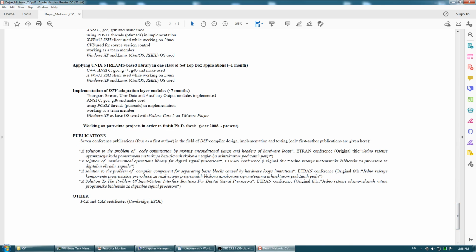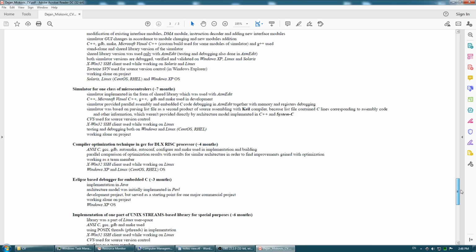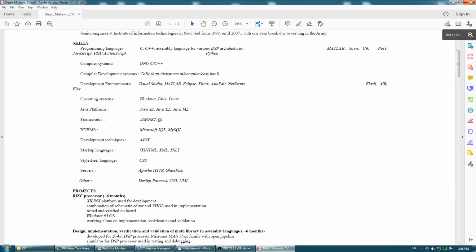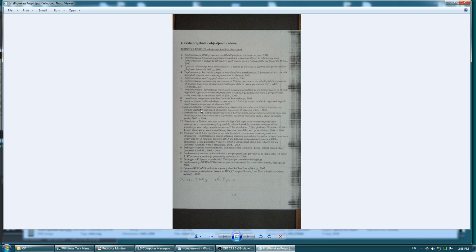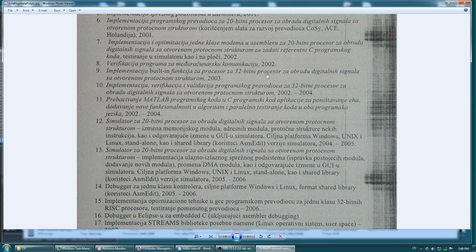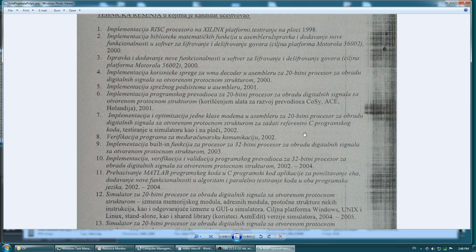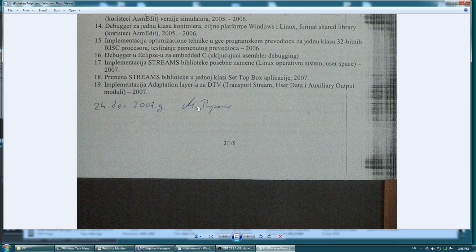So this is the list in English, and this is in Serbian. So this is the list of papers I published as a first author, and that would be it. So next one is the list of projects that my mentor signed. So Miroslav Popovic is mentioned there.